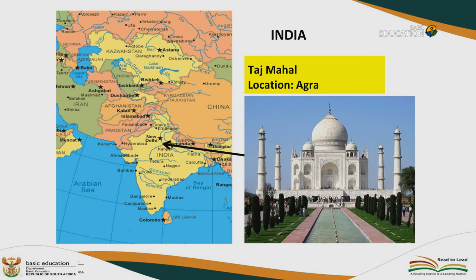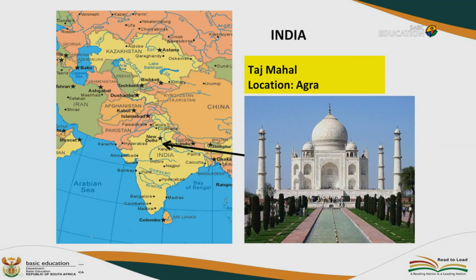Again, we have the Taj Mahal. It is in India. It is located in Agra. This is how you know. It is in India. It is in Agra. And then what is the picture? It shows the Taj Mahal.